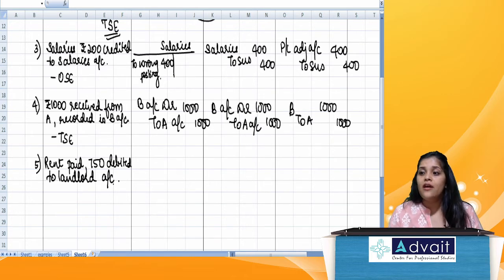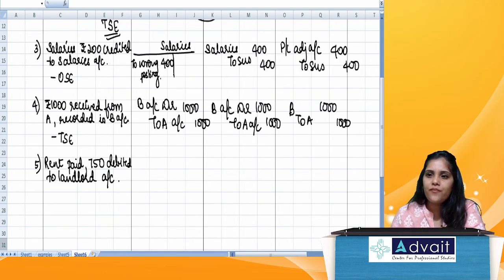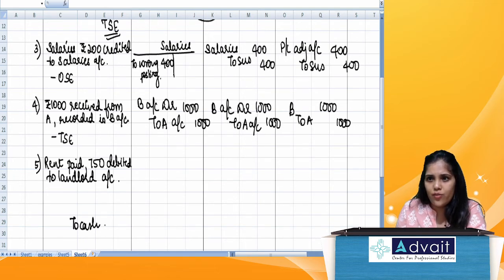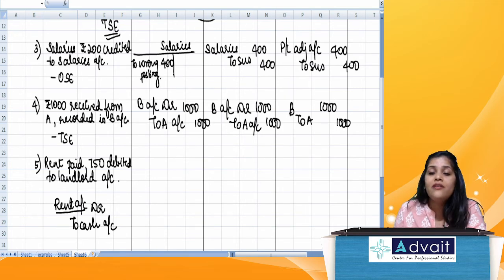Rent paid 750 rupees, debited to landlord account. Now, first, can you tell me, when you pay rent, what is the journal entry? Okay, when you pay rent, can I say money is going out? So cash account should be credited. Money is going out, so cash account to be credited. Fantastic. And what account should be debited? Rent account, not landlord account. The journal entry for rent is rent to cash, not landlord to cash. Clear? So rent paid 750 rupees. You have debited whom? Landlord account.